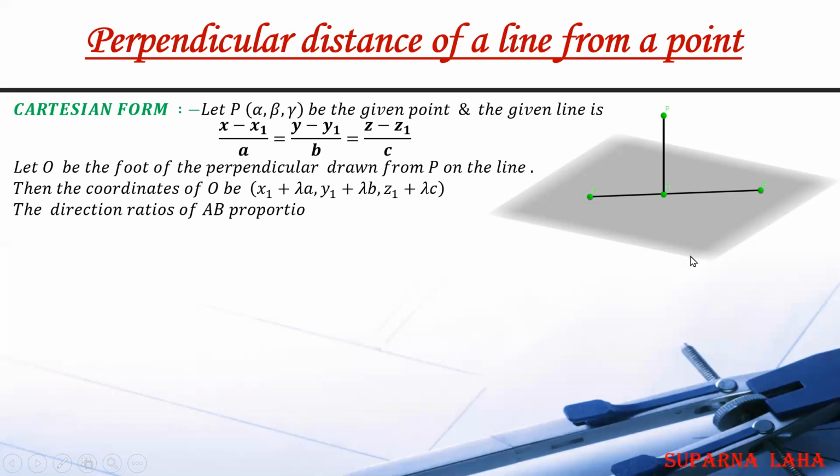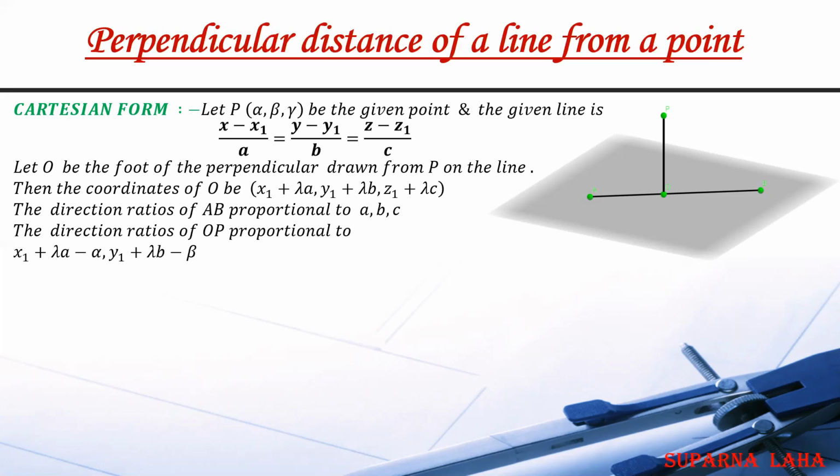So the direction ratio of AB is proportional to a, b, c, and the direction ratio of the line OP is proportional to x1 plus lambda a minus alpha. Look at that, O and P, this point minus this point. So x1 plus lambda a minus alpha, y1 plus lambda b minus beta, and z1 plus lambda c minus gamma. So these are the direction ratios, proportional to these three numbers.